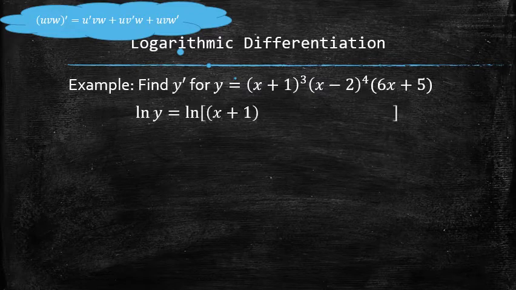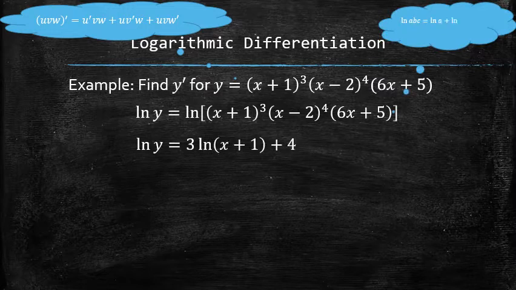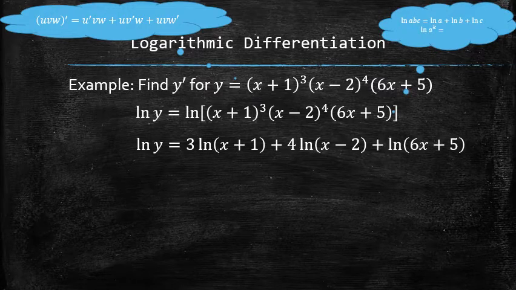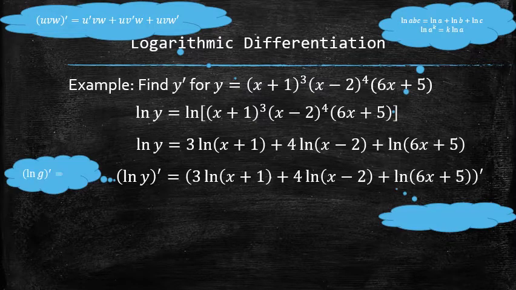Instead, let's apply the natural logarithm function to both sides of the definition of y. Using the properties of the logarithms, we can simplify the right-hand side. Now, let's differentiate both sides of the equation with respect to x. Using the rules of differentiation, we obtain the following result.